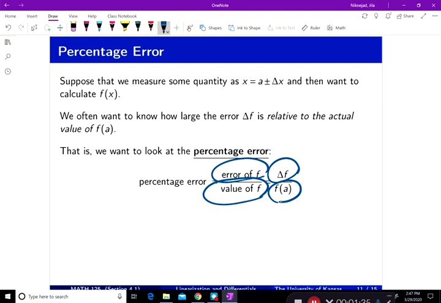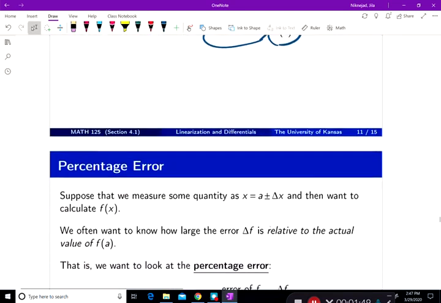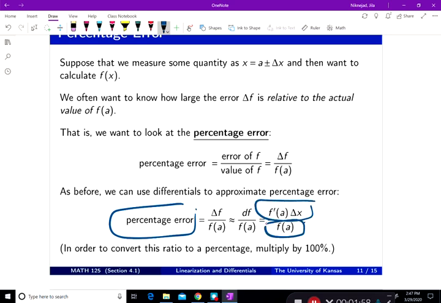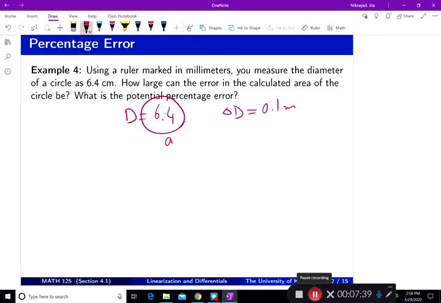Okay, but delta f, we decided, can be approximated by df. And what is df? df is just f prime at a times delta x. And therefore, percentage error is just f prime delta x divided by f of a. Then you have to multiply it by 100 and write it in a percentage form. So this gives you a decimal, and then you use the ratio.